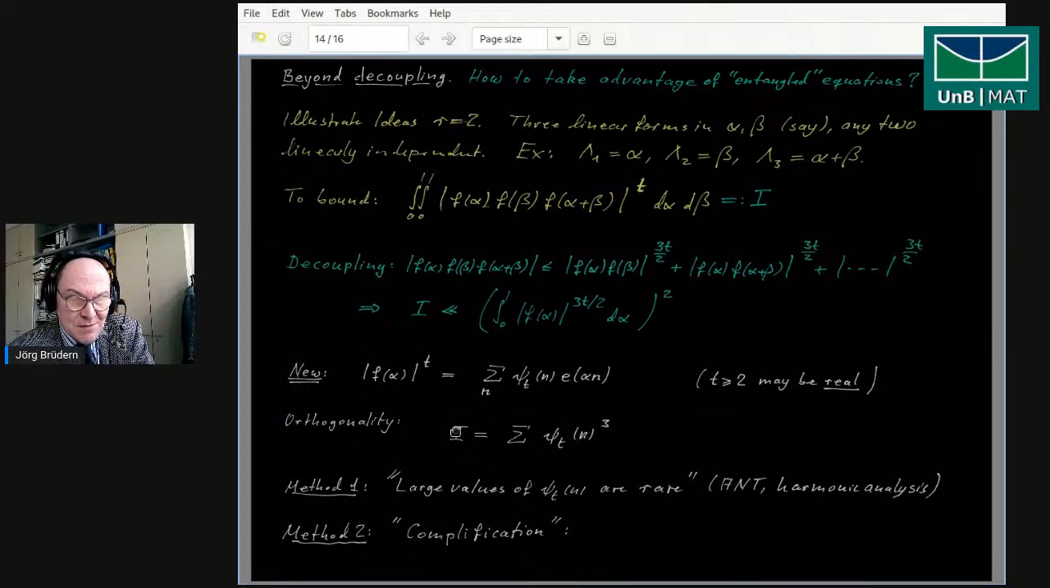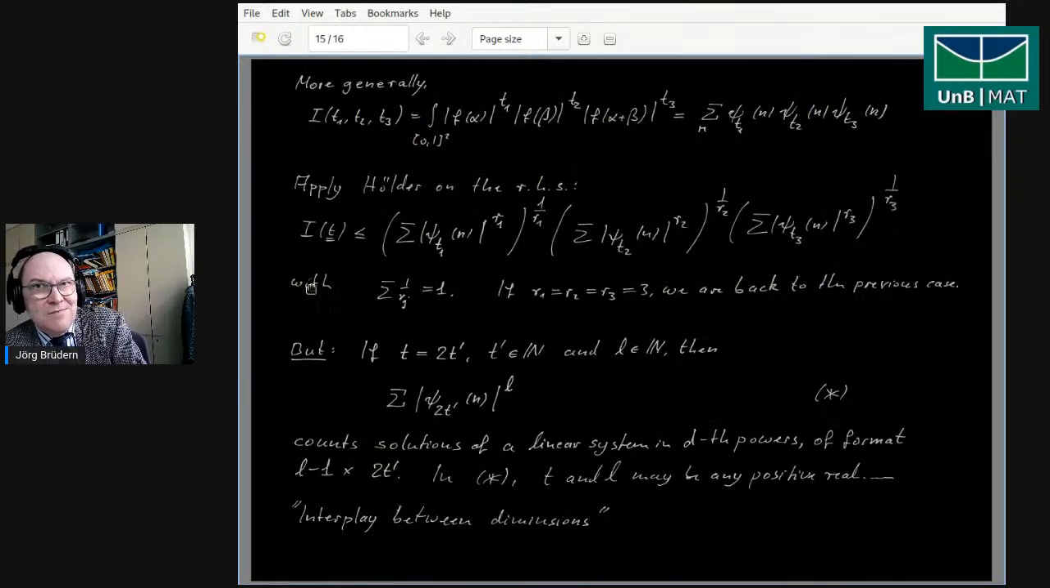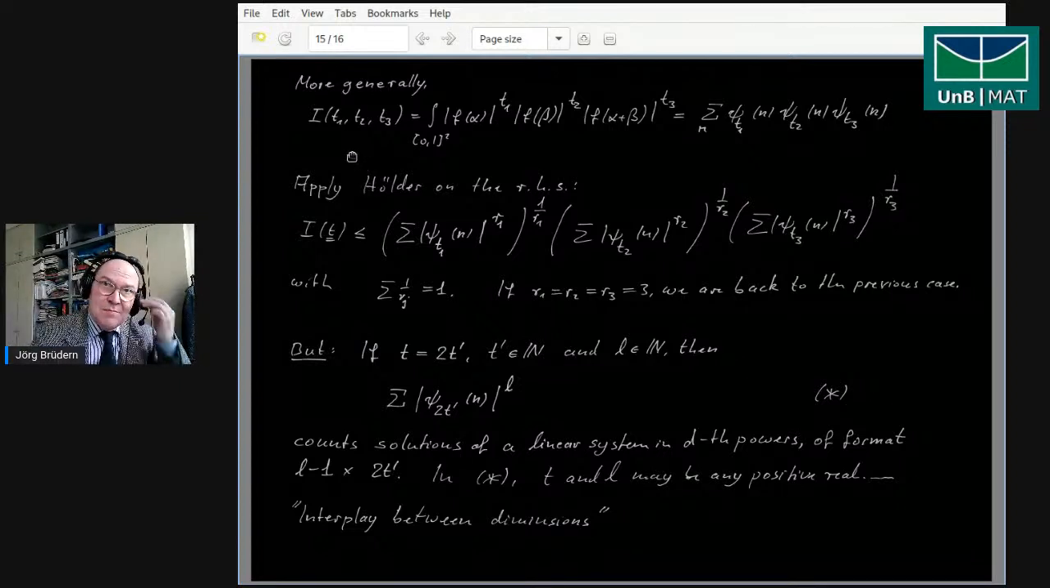So that gives me good estimates for I in some cases. There's also a different method which I want to show, and I call that complification. It's almost my last slide. And for this, it might be advantageous to look at exponents t1, t2, and t3.